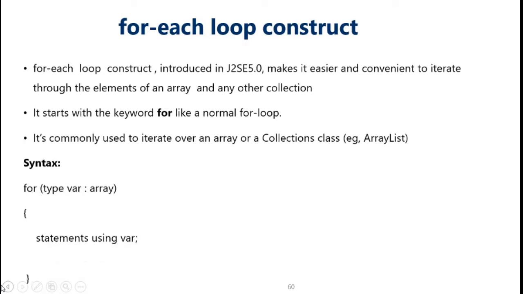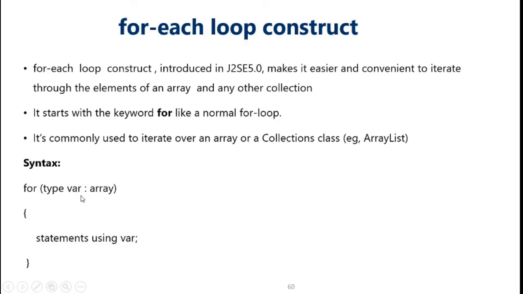For each loop: for type variable colon then array, and this is the array on which this iteration is to be applied, or this for each loop is to be applied, and these are the statements using this variable, that is var. So this is the variable which is used in for each only. This is the temporary variable for this loop. This is the array which we have already declared in the program, and these are the statements which are to be applied over this variable var.